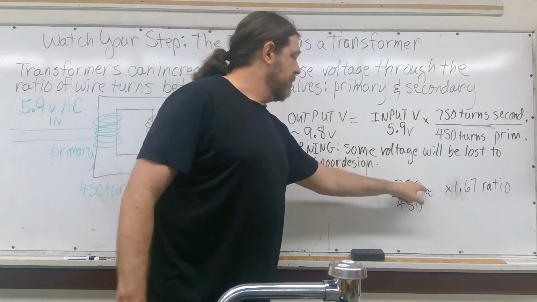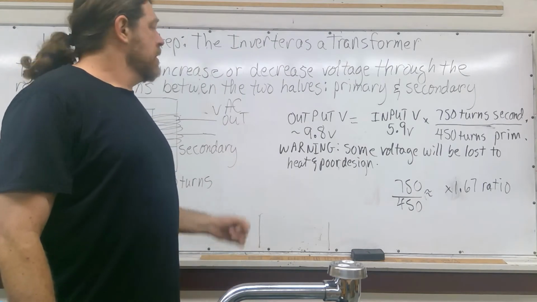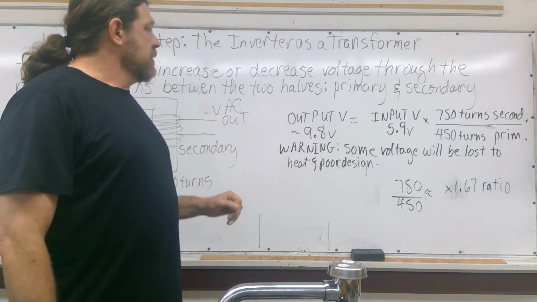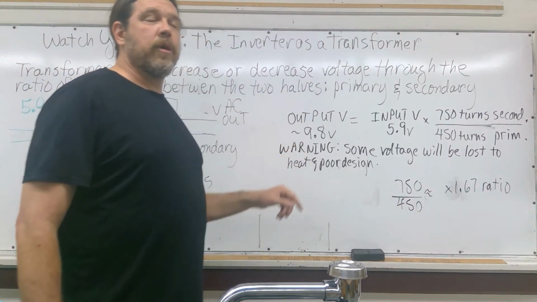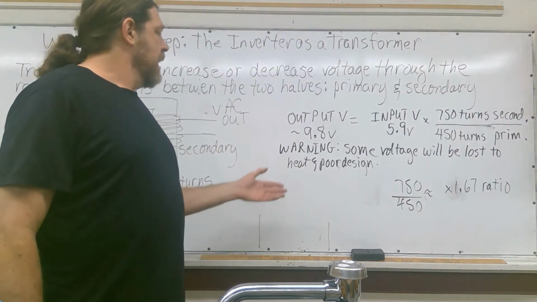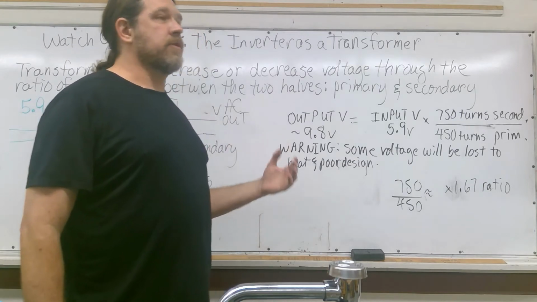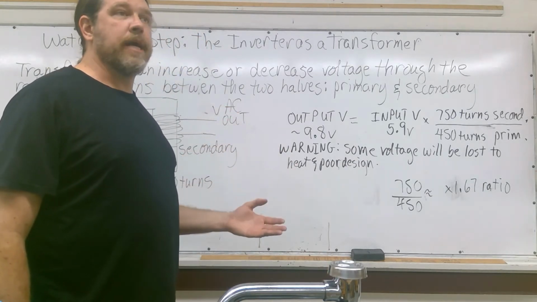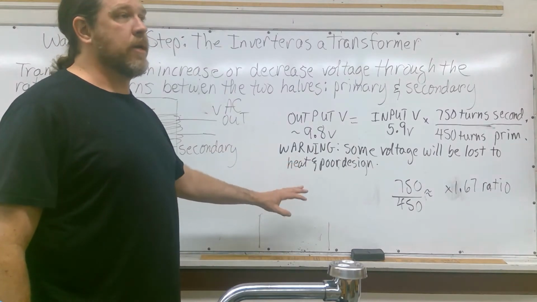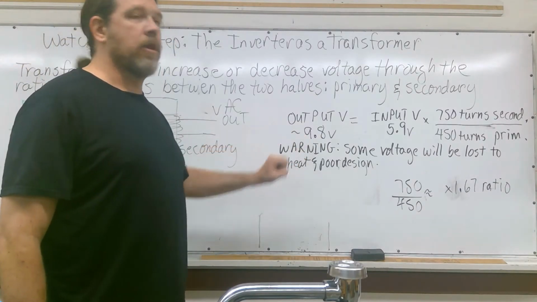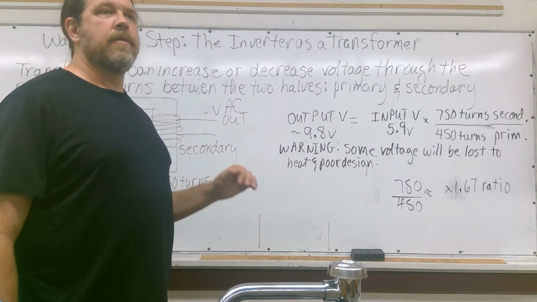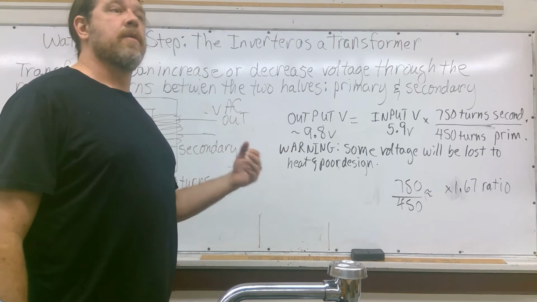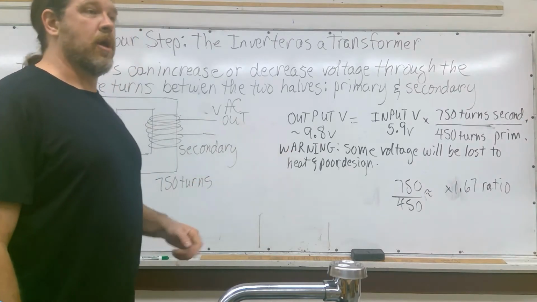Now, warning, and you're going to see this in just a minute, some of this voltage that we predict we're going to get is going to be lost due to heat and the poor design of the transformer. This is a cheap transformer that is meant to be used for educational purposes, and thus it is much less efficient. So we're going to get close to this, but we're not going to hit it. There's no such thing as a perfect transformer. There's always going to be a little loss. The better the design, the less the loss.